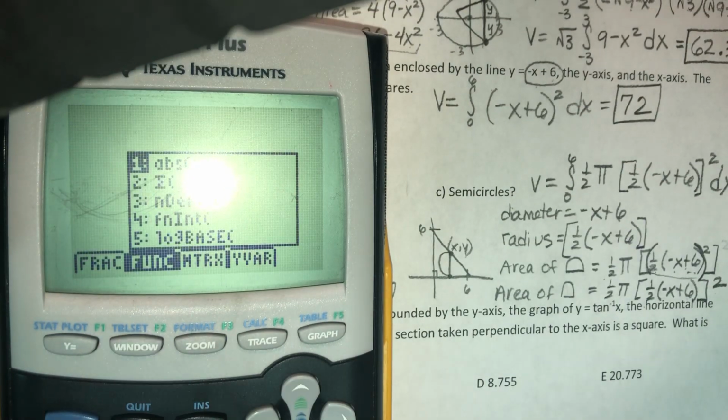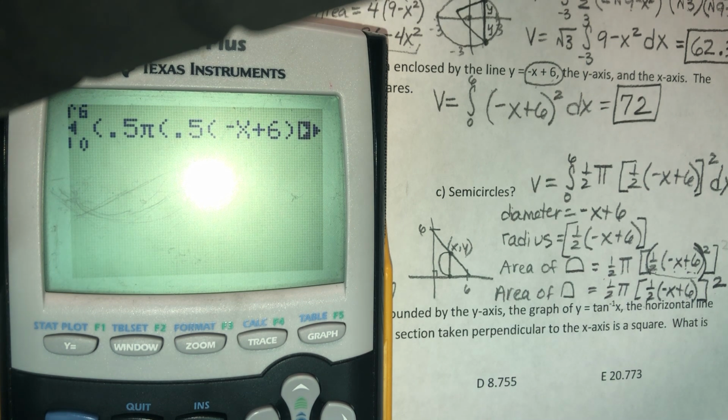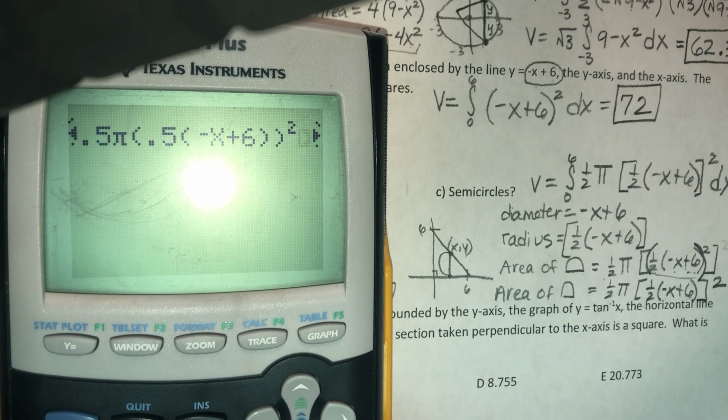I think I would rather integrate this by hand because this is too much button pushing. 0.5 pi times 0.5 times negative x plus 6. Close the parentheses for the negative x plus 6. Close the parentheses that holds the whole radius with the 1/2 multiplied by it, and then squared. dx.